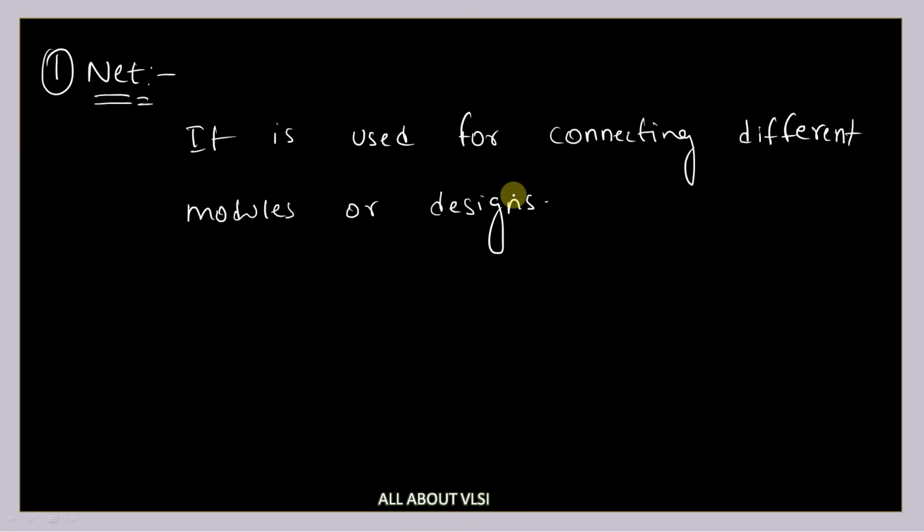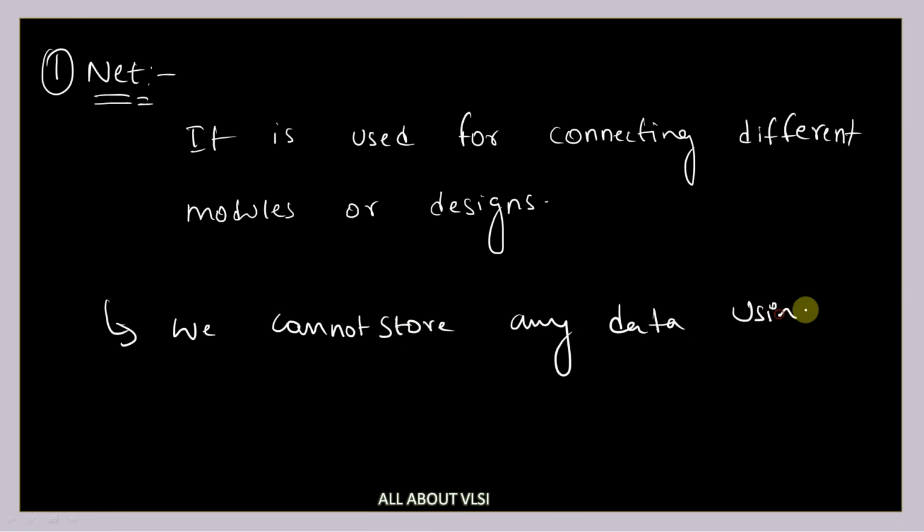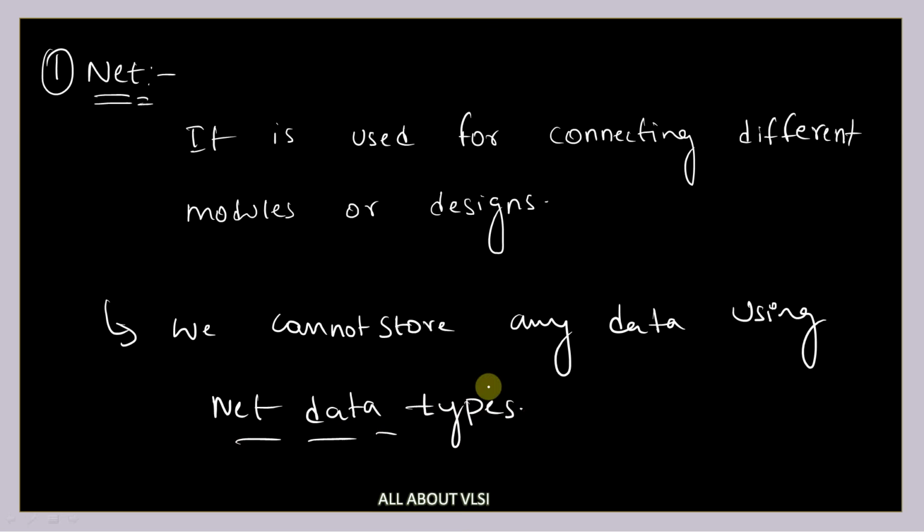Now, using net data type, we actually cannot store any value. Okay, so you should be careful here. Using this net data type, you are not actually storing any data. You are actually driving the data. This is a very important point to be noted. So we cannot store any data using net data type. So what are we doing with this net data type? It is basically used for connecting your modules or designs, or it can be used to drive any values.